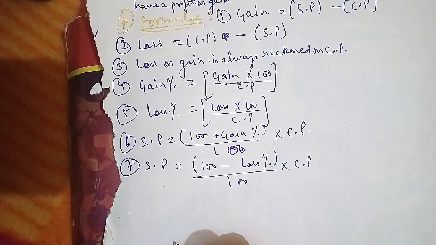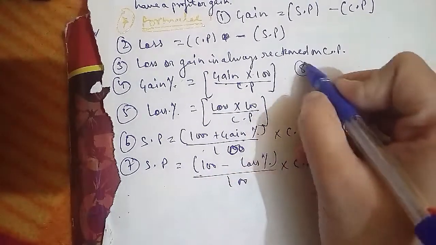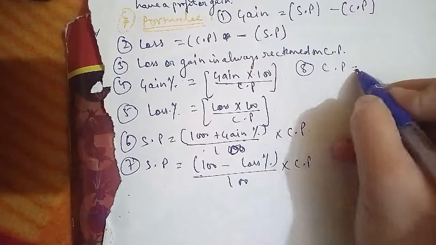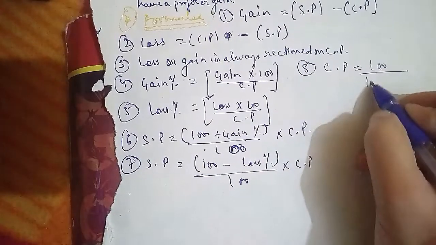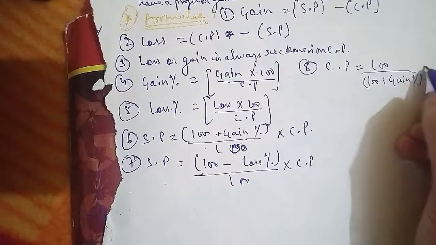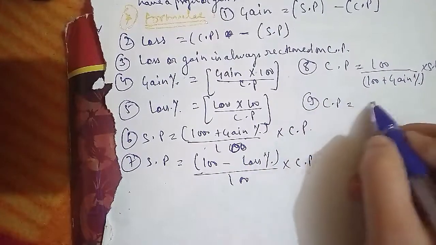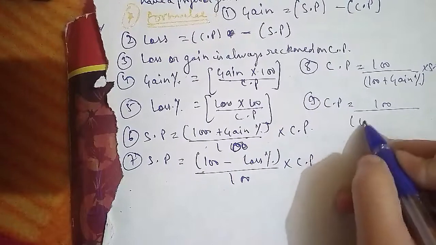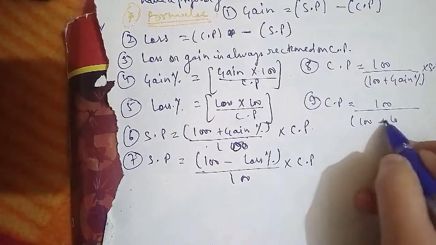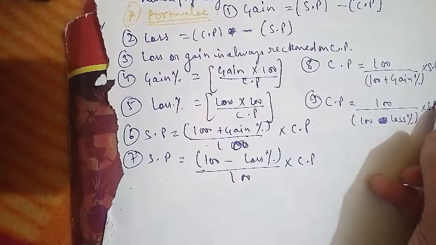Now the eighth formula, which is of course an important one, so I write it down here. CP is equal to 100 upon 100 plus gain percent into SP. For the ninth formula, CP is equal to 100 upon 100 minus loss percent into SP.